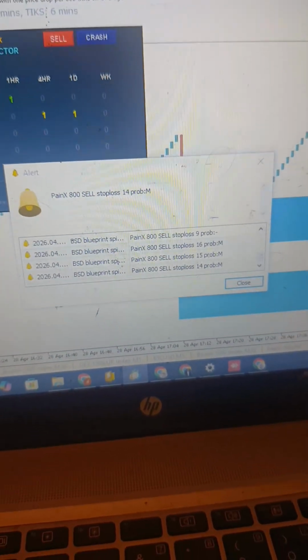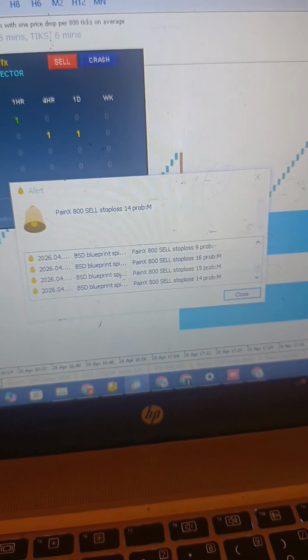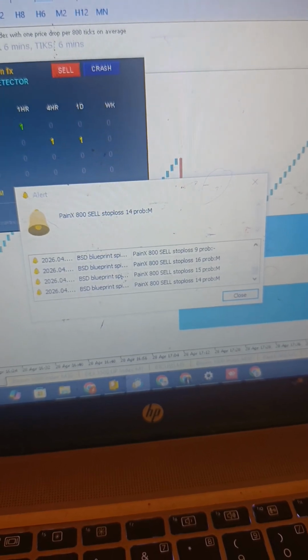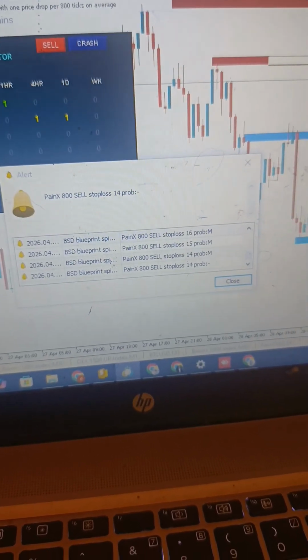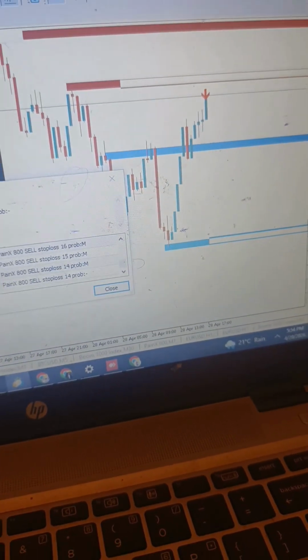But before you enter your trade, the sell or the buy trade, you go to our second rule, which is you put the chart in either 30 or 4-hour time frame and check blue and red zones. How close is it to the red zone for Pain or Crash market? For this one, it's relatively close. So it is a good signal, but not very close. Keep that in mind. Stop loss, 14 candles.